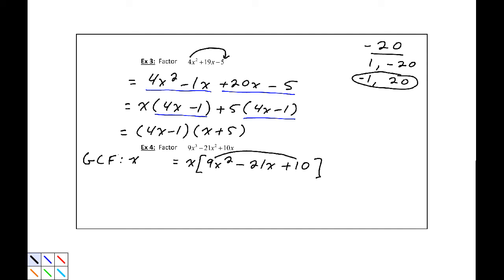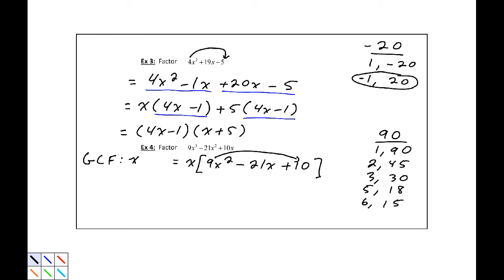My leading coefficient multiplied by my constant term. 9 times 10 is 90. So I'm going to run through my factors. I have 1 and 90. I have 2 and 45. Let's see, 3 and 30. I have 4. No, 4 doesn't divide into that. Let's see, 5. 5 definitely divides into 90. That would be 5 and 18. Let's see, 6. 6 and 15.